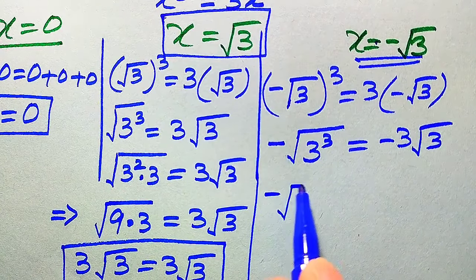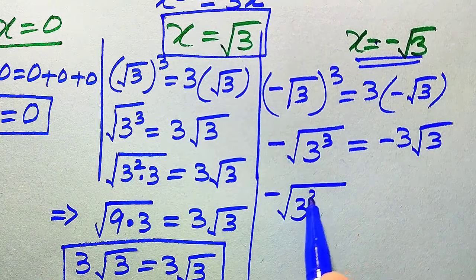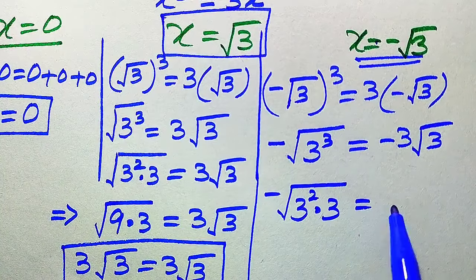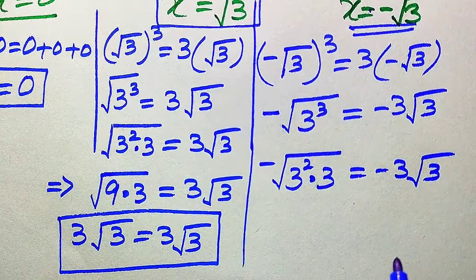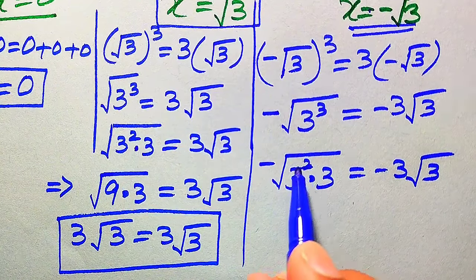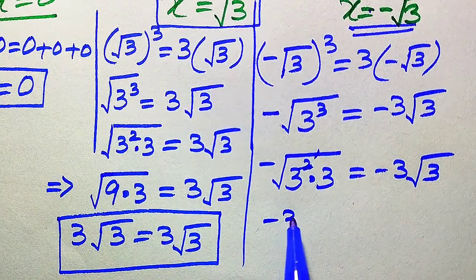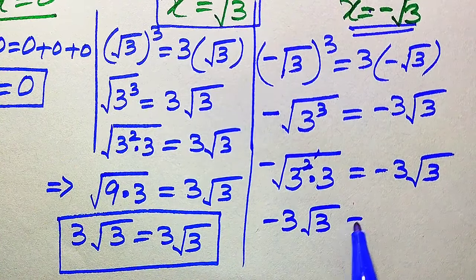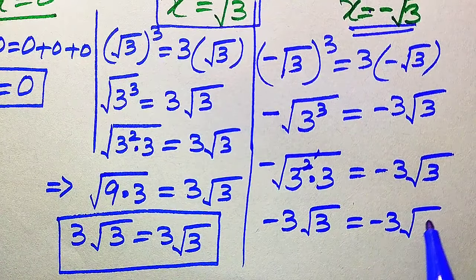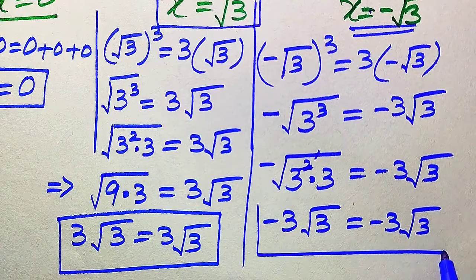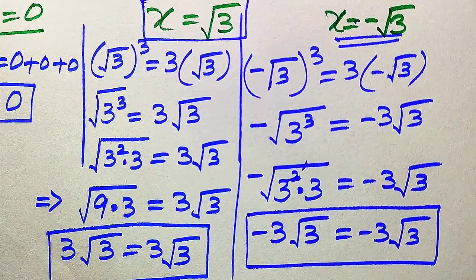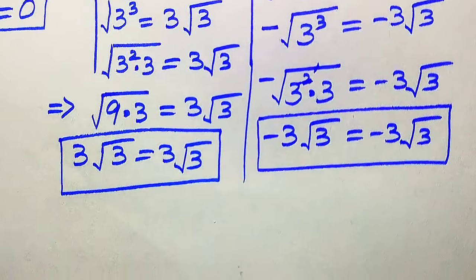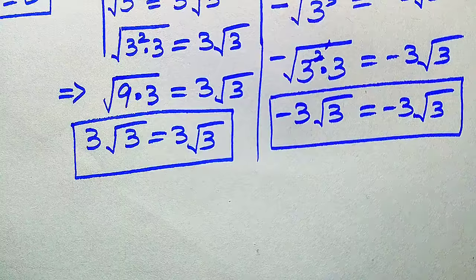And here we break this 3 cubed as 3 squared multiplied by 3 is equal to minus 3 times square root of 3. So we know that this square and square root are gone and we get here minus 3 times square root of 3 equals minus 3 times square root of 3. So again you see here the negative value of x also satisfies our given question statement. So all these three values satisfy our given question statement.